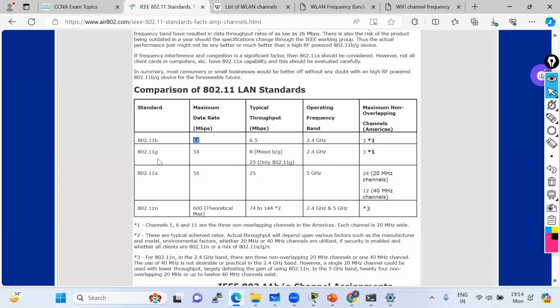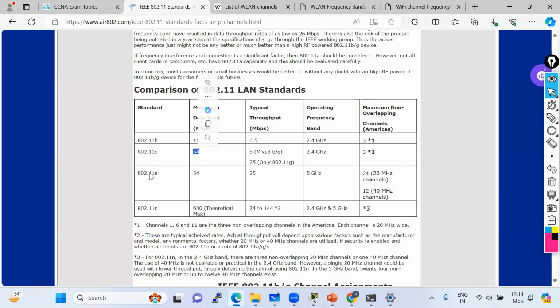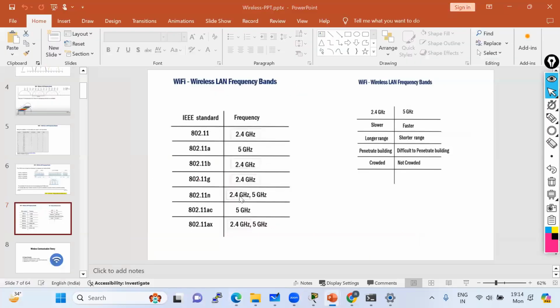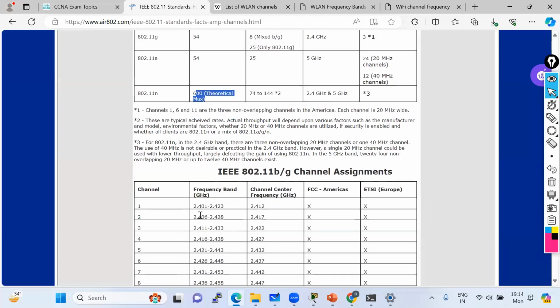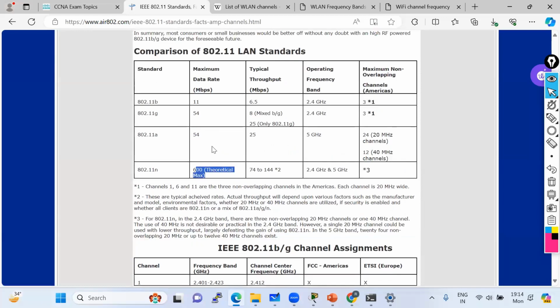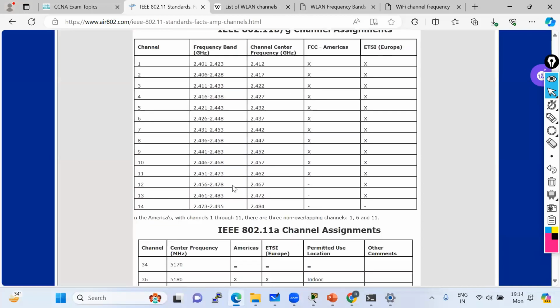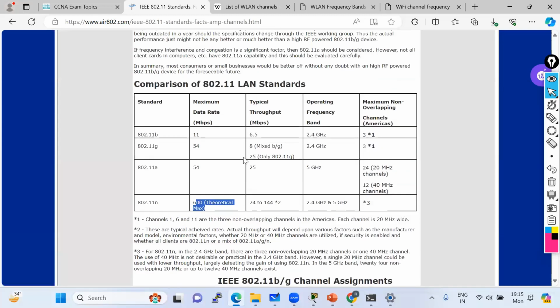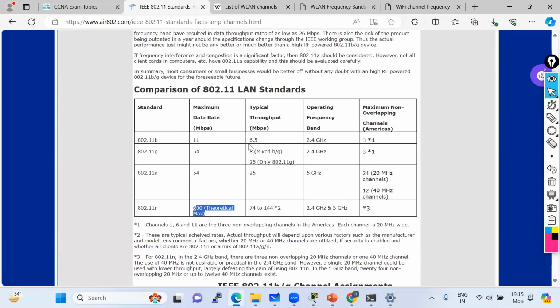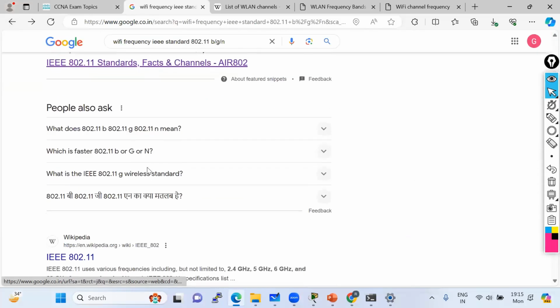If you go with the G band, it is going to give 54 Mbps. If you go for the A, it's 54 Mbps again. If you go for the N, that is 600 theoretical, right? This is also possible. If you go for AC and AX, you are going to get gigabit and even faster speeds, because these are the latest ones, which are not compiled here, but you'll find the tables also. They have a very good definition of how it is going to look. So let me go and find that table also.